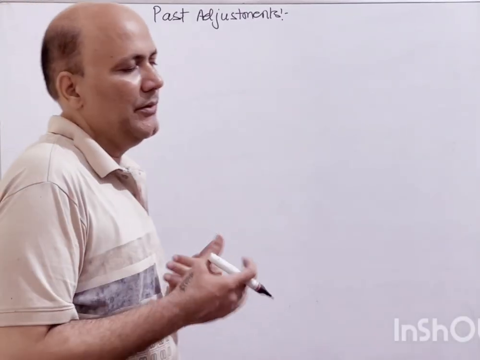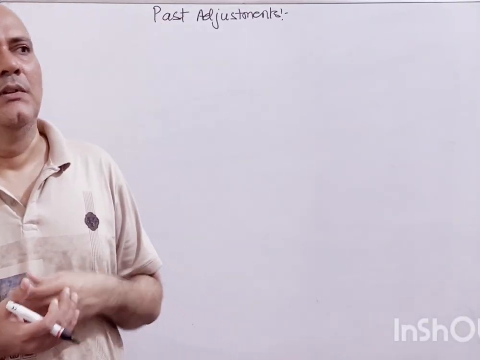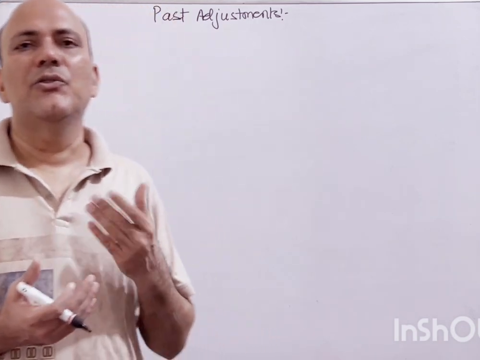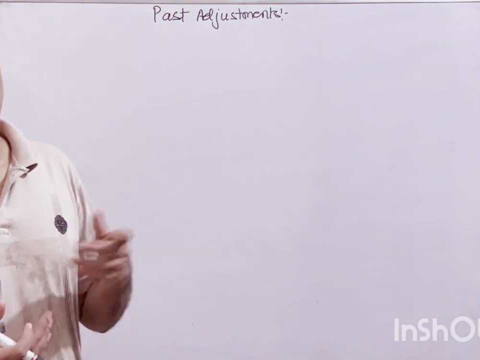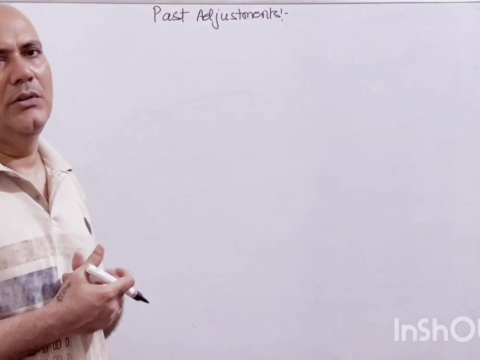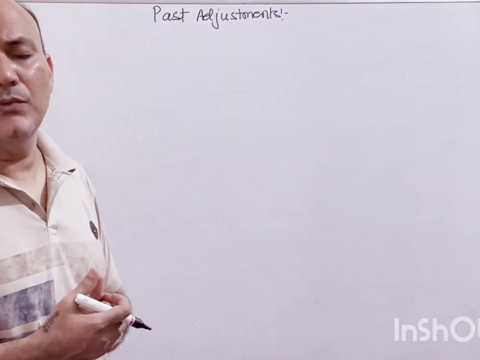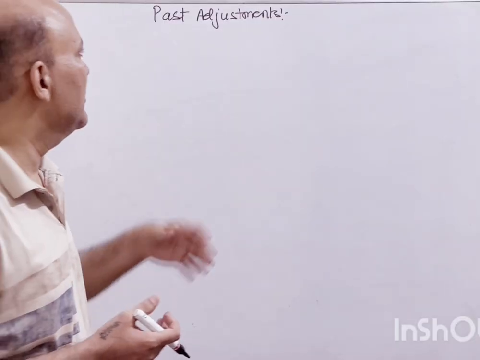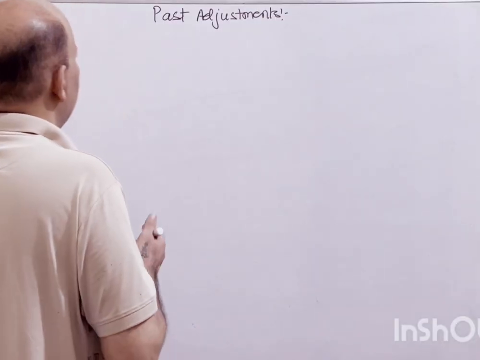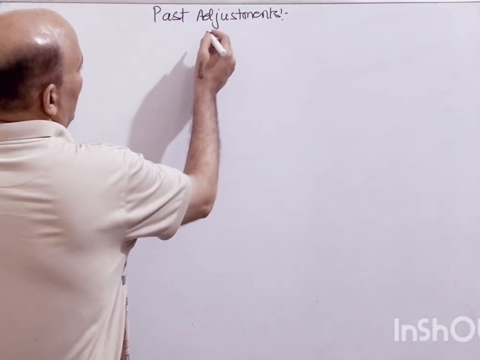Now let's say that you have forgotten to pay the interest on capital, or you have forgotten to pay the salary, or you have forgotten to record any kind of transaction into the books of account. That is called past adjustment. Now this adjustment can be done in two ways.